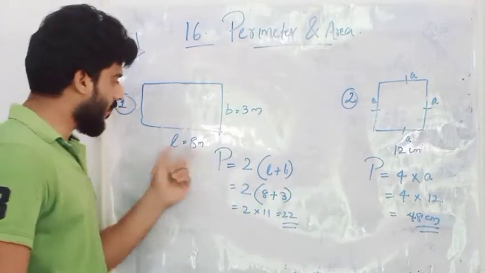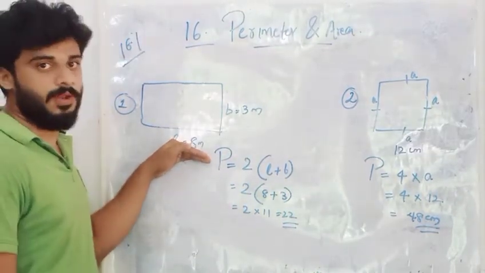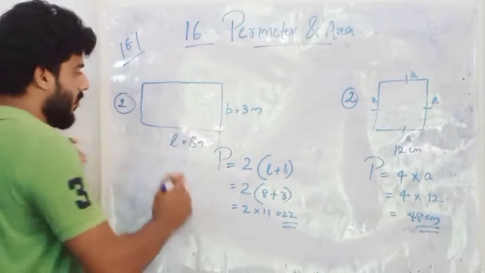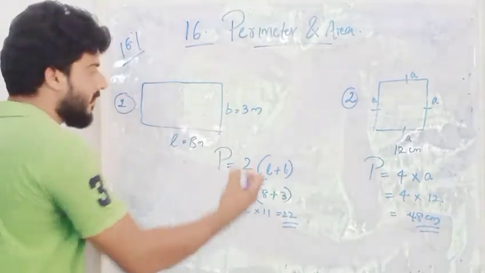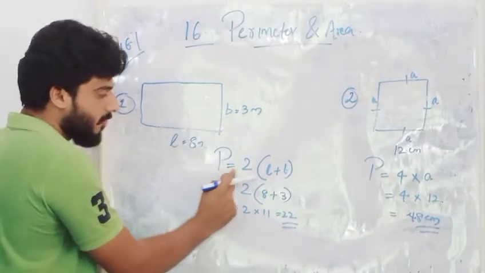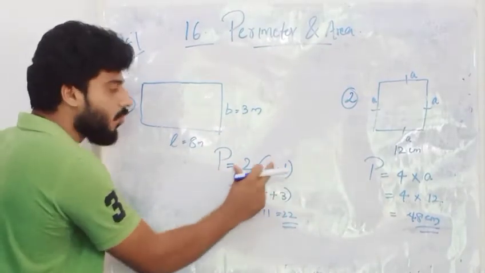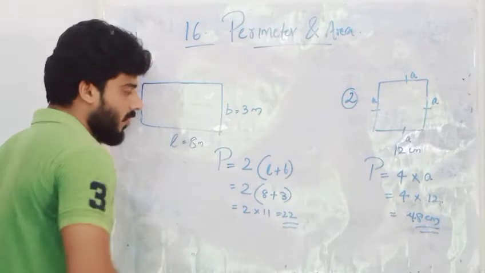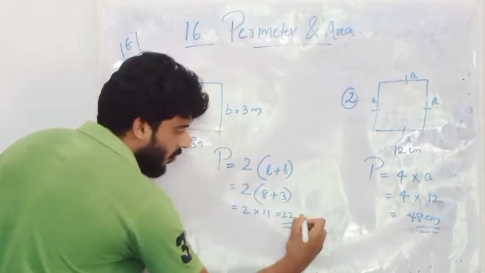Okay, from the question given, the longest side will be the length and the shortest side will be the breadth. Length is given as 8 meter and breadth is given as 3 meter. For a rectangle, we know this is our equation: P is equal to 2 into (L plus B), and solving with the equation, our answer is 22. The unit will be meter, so 22 meter.